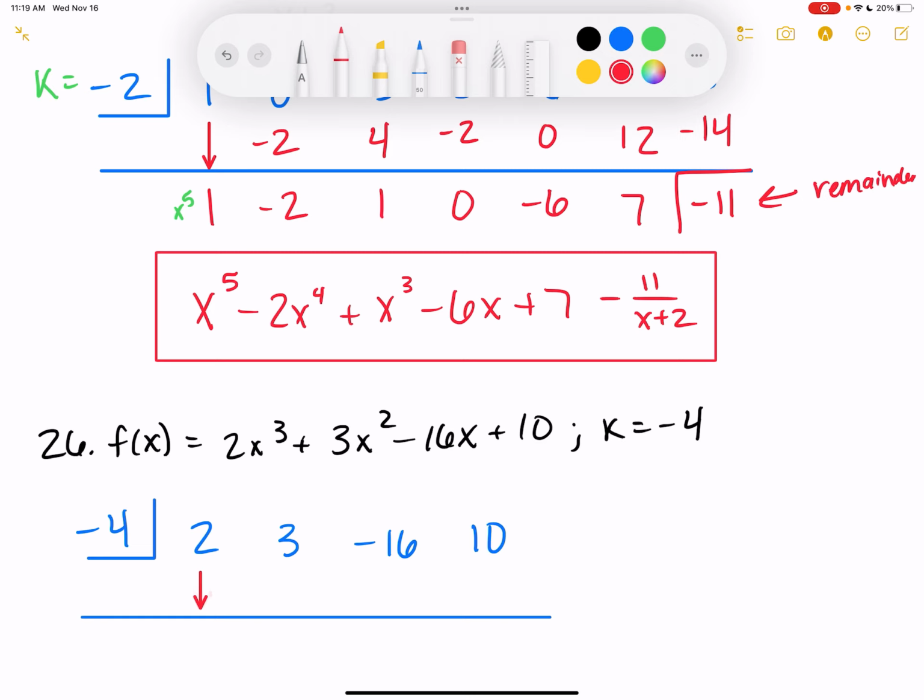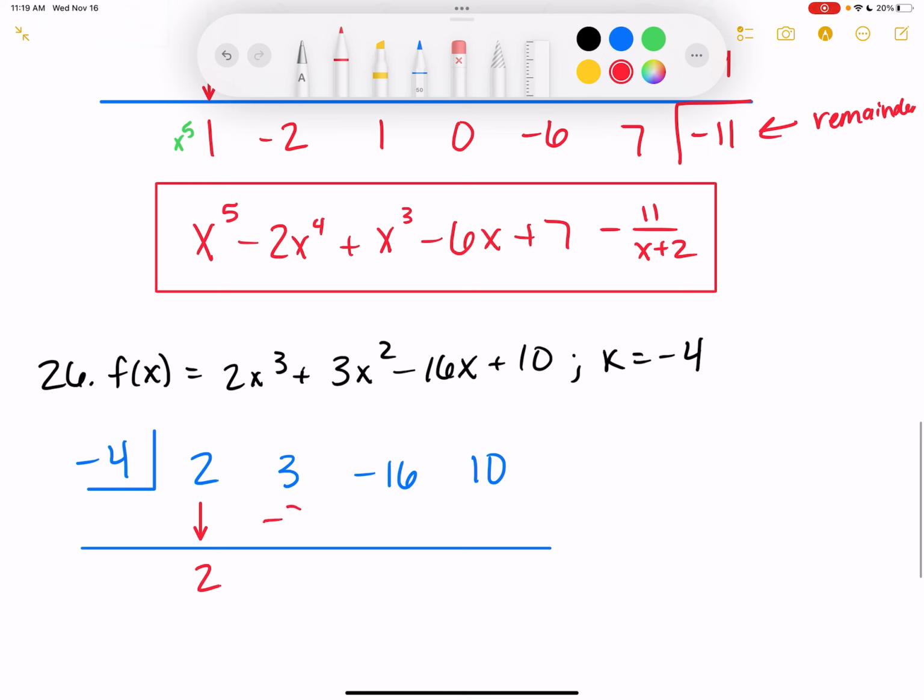So bring down the 2. Times -4 is -8. Plus 3 is -5. Times -4 is 20. Minus 16 is 4. Times -4 is -16. Plus 10 is -6. So I have a remainder of -6.